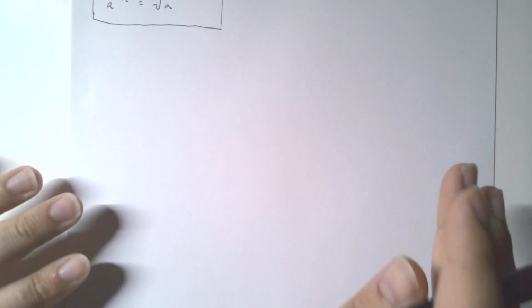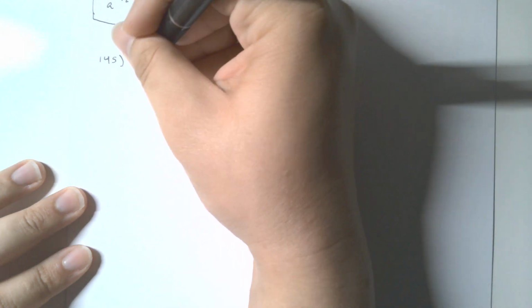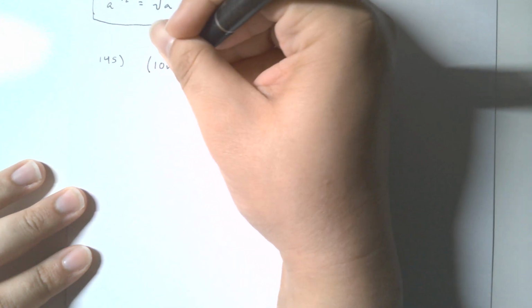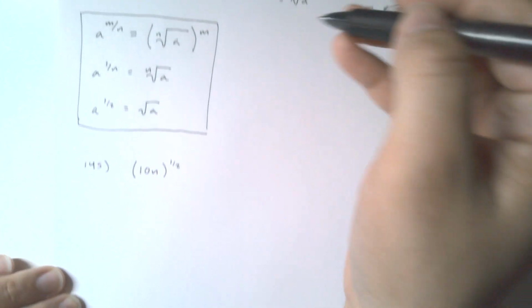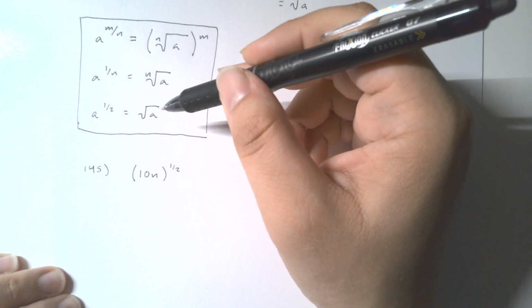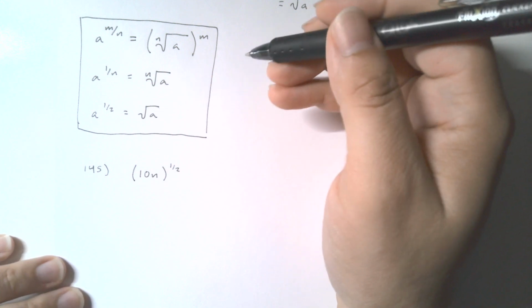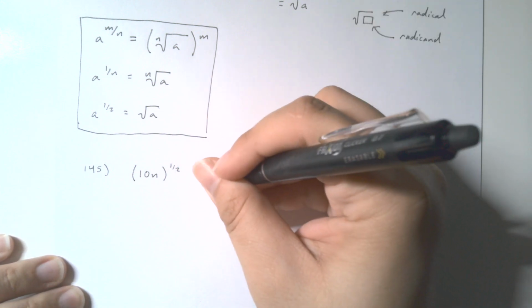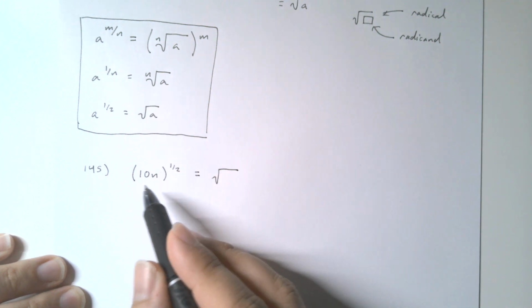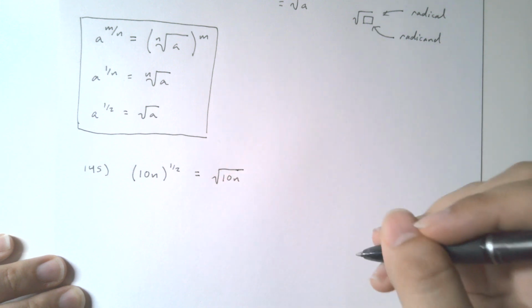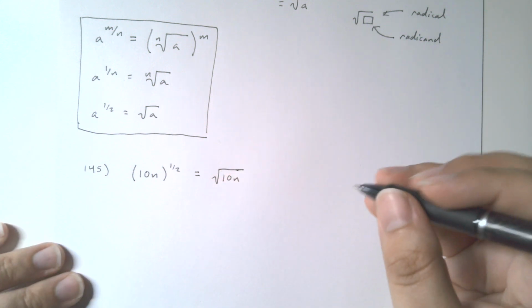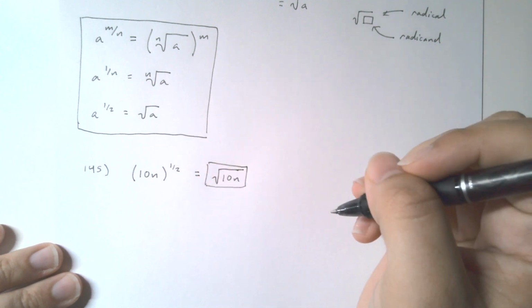So with that being said, let's look at number 145. For number 145, we have 10n to the power of the 1/2. And we can look at, in fact, this bottom property here. This is just the definition of the square root. And so we can just write this as the square root of whatever is inside the parentheses here. In this case, this is just 10n. And this is your final answer. So this is done.